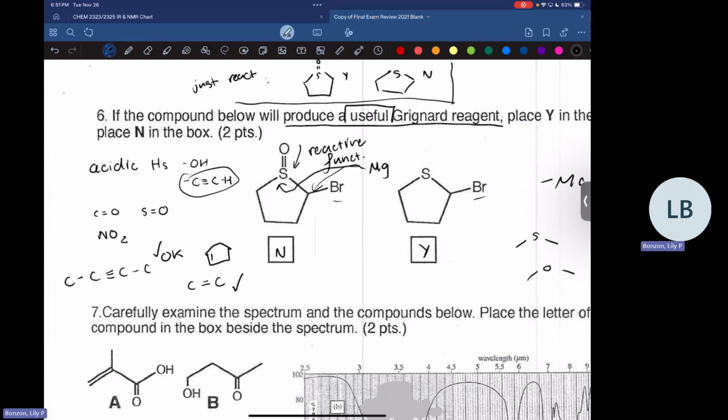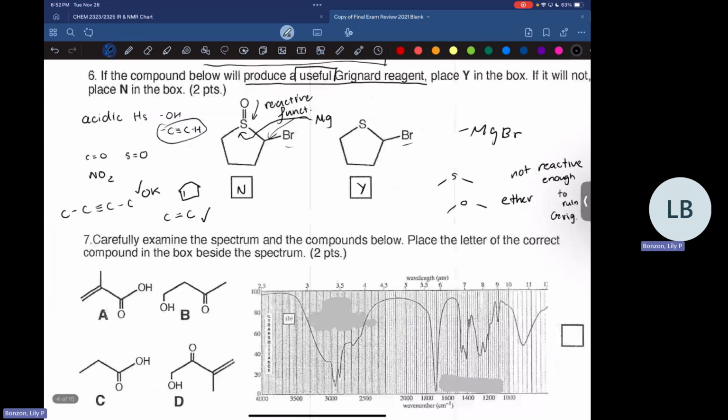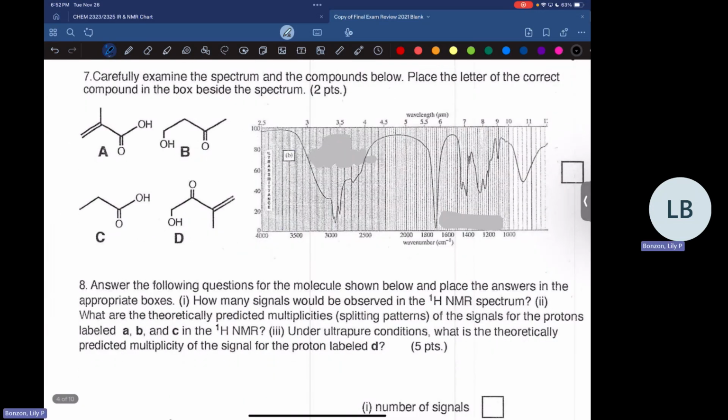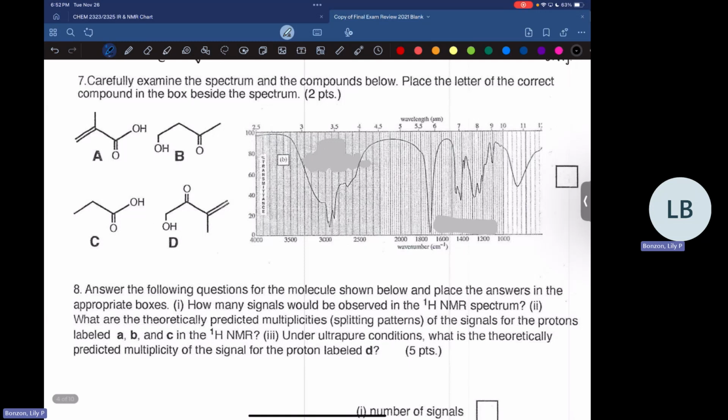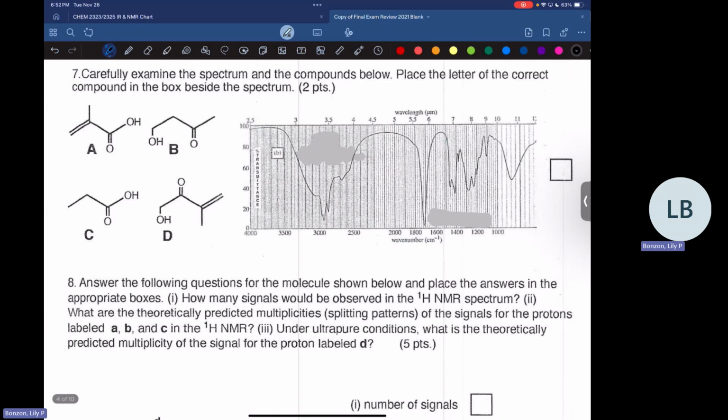Okay, I'm gonna go ahead and move on. Did you have something to say? Okay, yeah, so chapter 10 would be what you want to look for to find those functional groups.